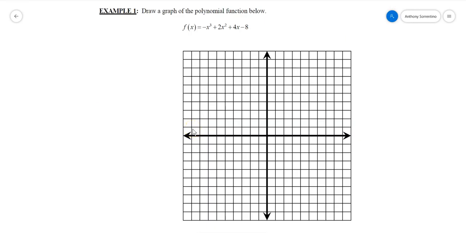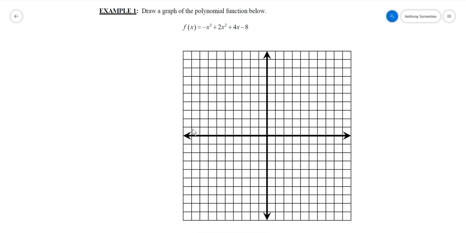So we're asked here to draw a graph of the polynomial function f of x equals negative x cubed plus 2x squared plus 4x minus 8. So I'm going to go through the list that we just established in the previous part of this video and come up with needed things to help me graph this thing.